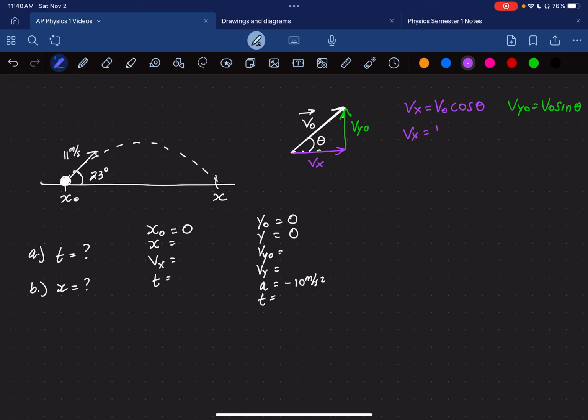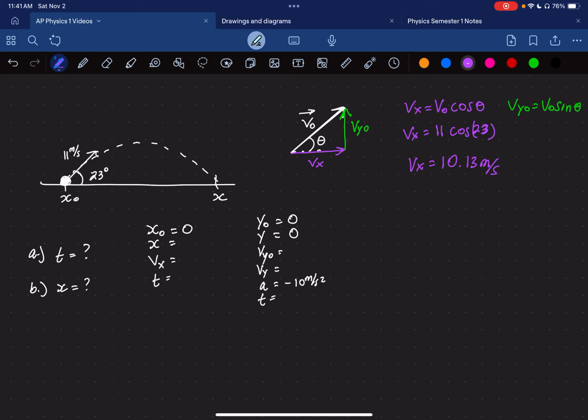So Vx naught is 11 cosine of 23. Type that in. And I get 10.13 meters per second.